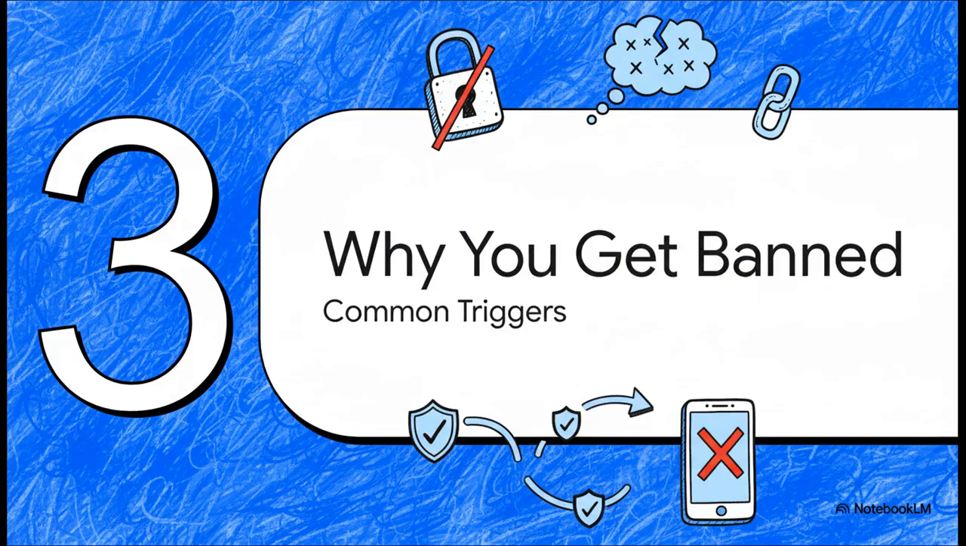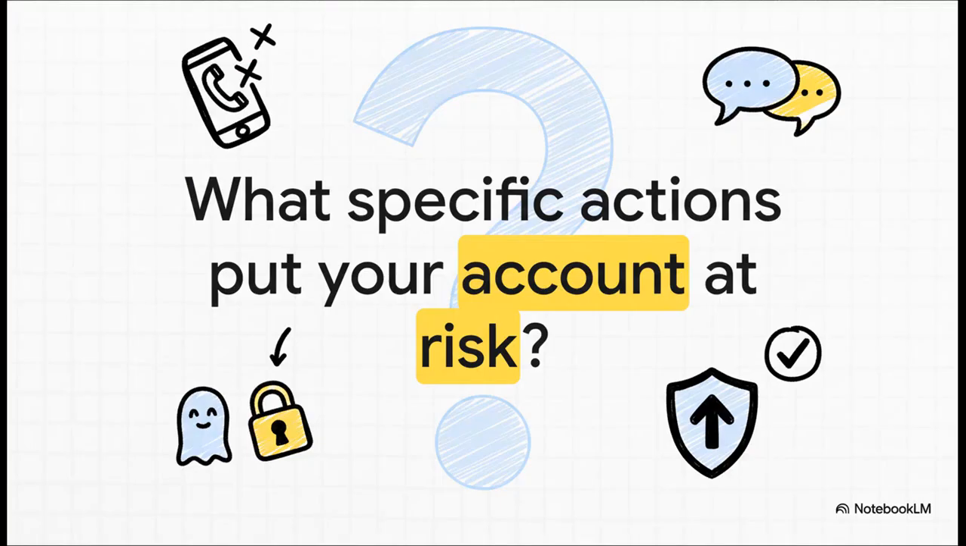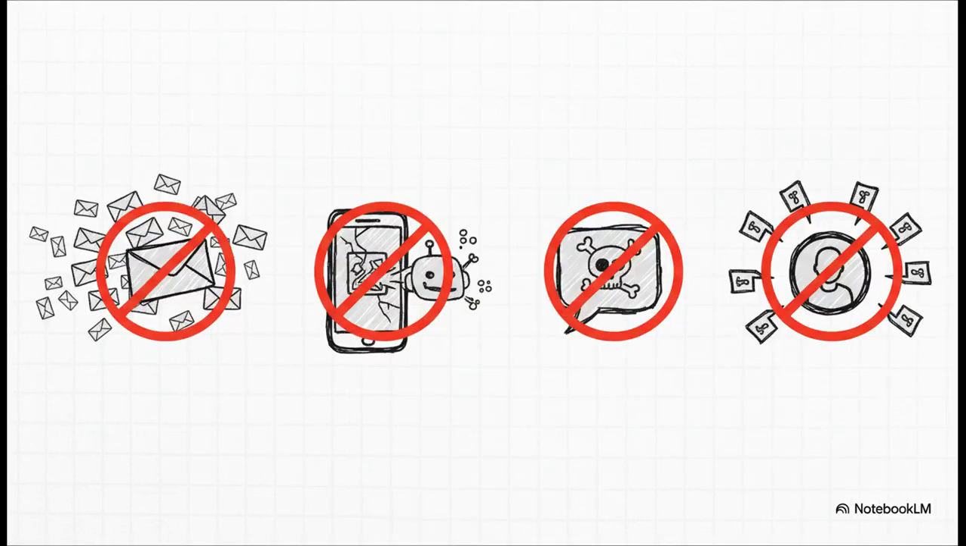Which leads us to the next big question. We know how the system works, but what are the specific things we might be doing that actually trigger it to begin with? And this right here is the key to prevention. Because if you know what the triggers are, it's pretty easy to avoid them. So let's look at the most common reasons an account gets put on the naughty list. Let's run through the main red flags. First, and this one's obvious, sending spam or bulk messages is a huge no-no.